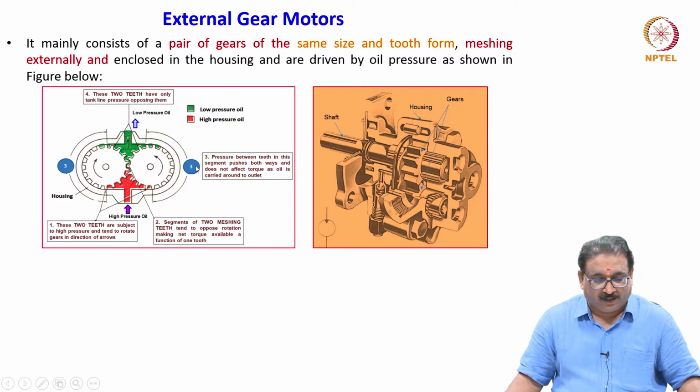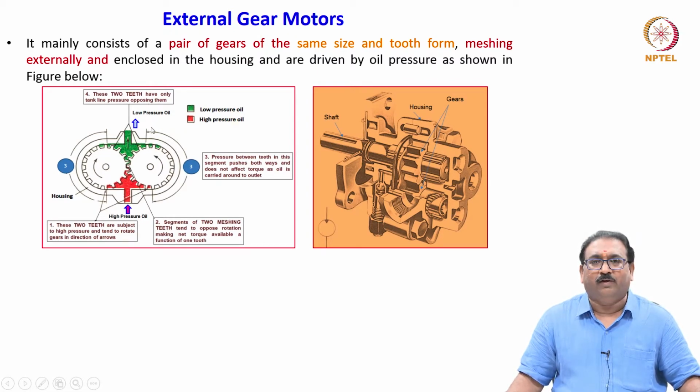Here I have marked three. Here pressure between teeth in this segment pushes both ways and does not affect the torque, as oil is carried around the periphery. And here you will see, friends, another tooth. These two teeth have only a tank line pressure opposing them.